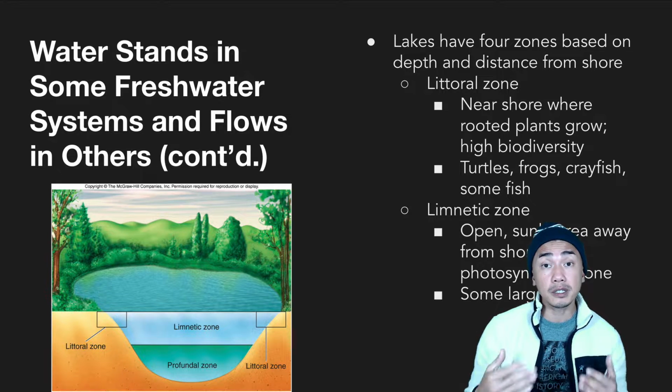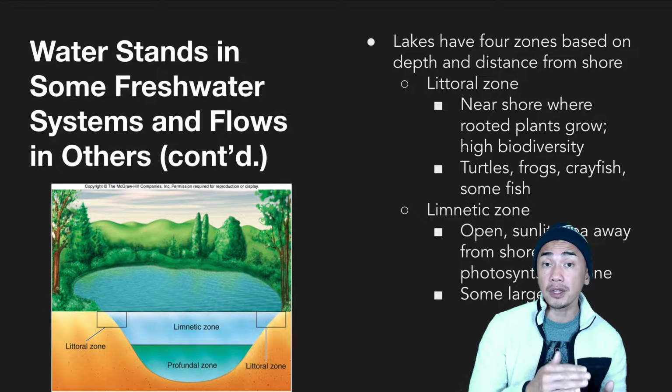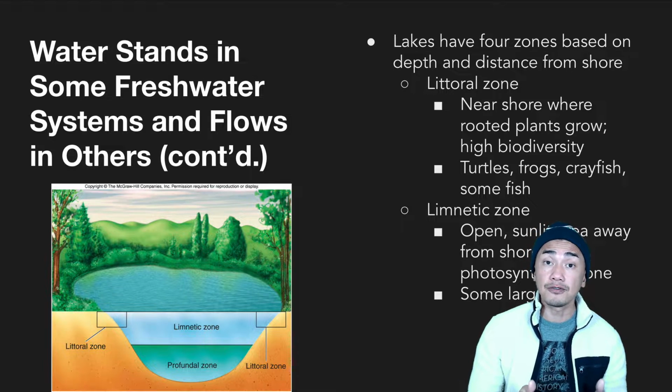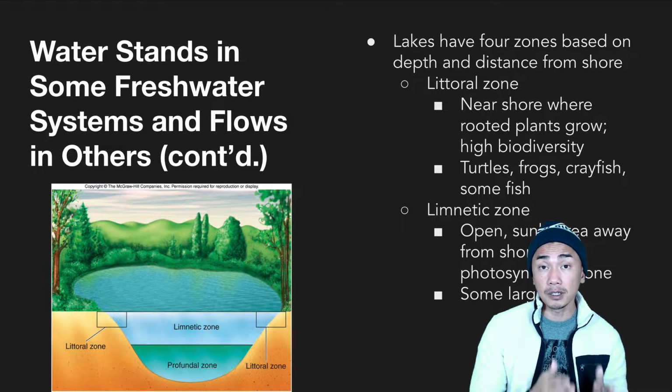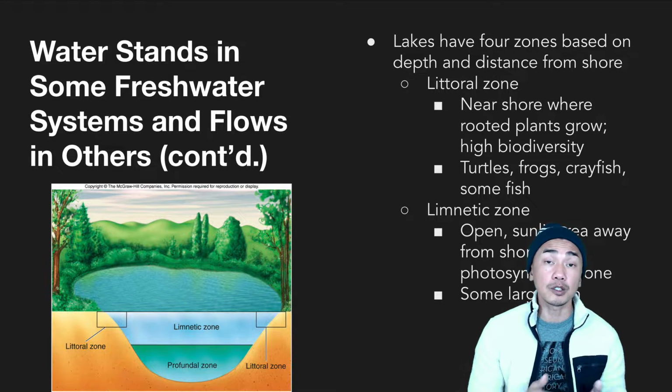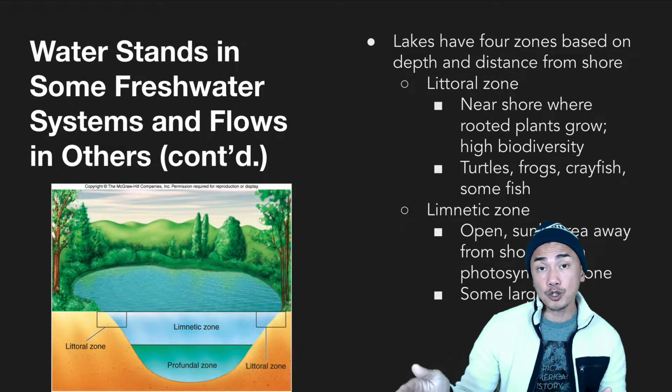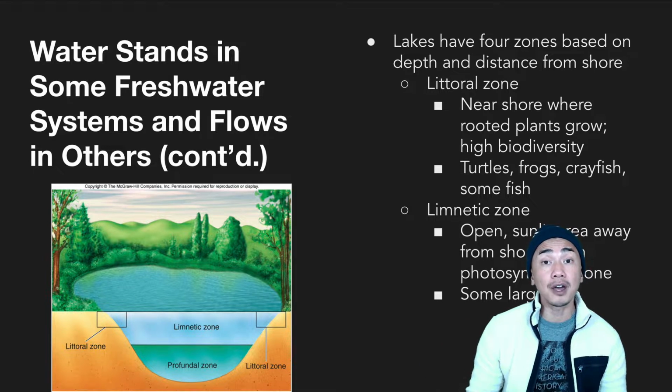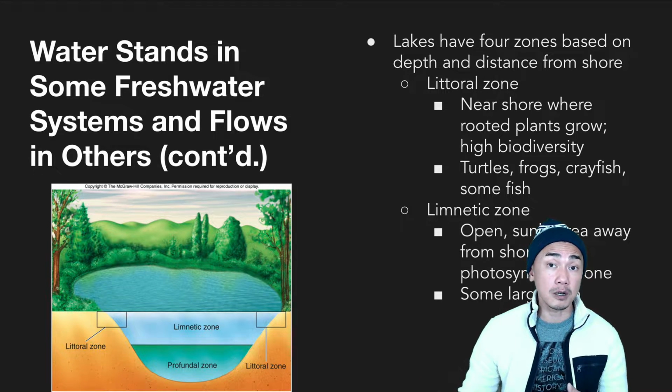Lakes will have 4 distinct zones based on depth and distance from the shore. First is the littoral zone. The littoral zone is near the shoreline. It's where most rooted plants will grow and where biodiversity is the highest. You'll find animals there like turtles, frogs, crayfish, and fish. Farther out from shore and above the lake bottom, you'll find the limnetic zone. This is an open area, it's sunlit, and where a lot of photosynthesis by algae occurs. You'll find larger fish out here as well.